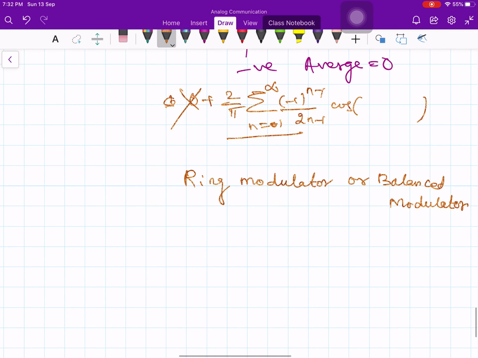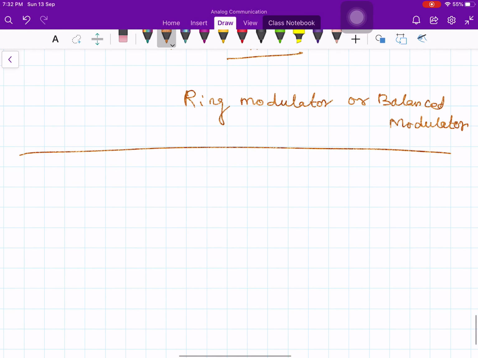Okay, so let us talk about the ring modulator, or balanced modulator.